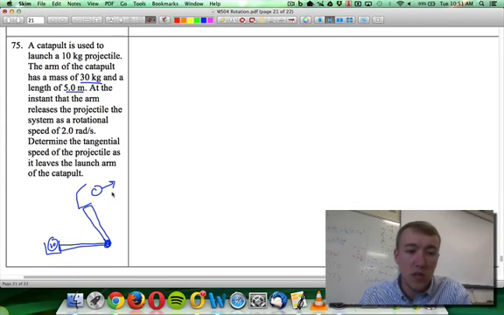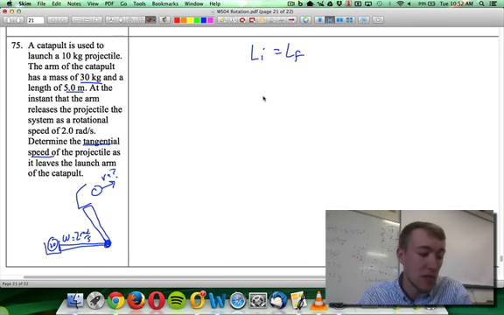And at this speed, when it's going, it's rotating at 2 radians per second. Determine the tangential speed of the projectile as it leaves the launch arm of the catapult. So we want to figure out what is this speed of this catapult. So let's go through this here. Right before it releases, this has an angular speed of 2 radians per second. And we want to figure out what is the speed after it's left. So we're going to use conservation of momentum again, or conservation of angular momentum.